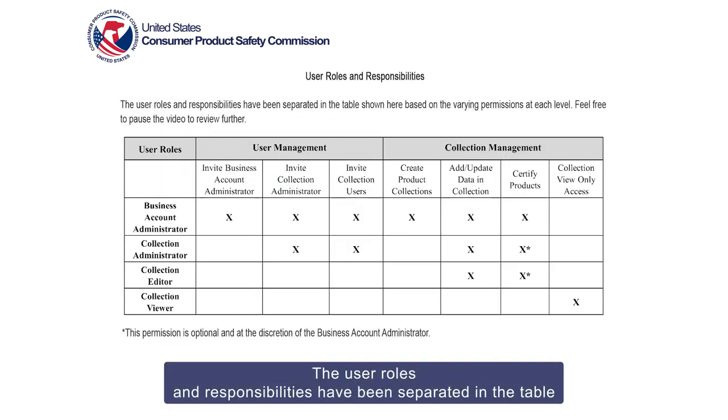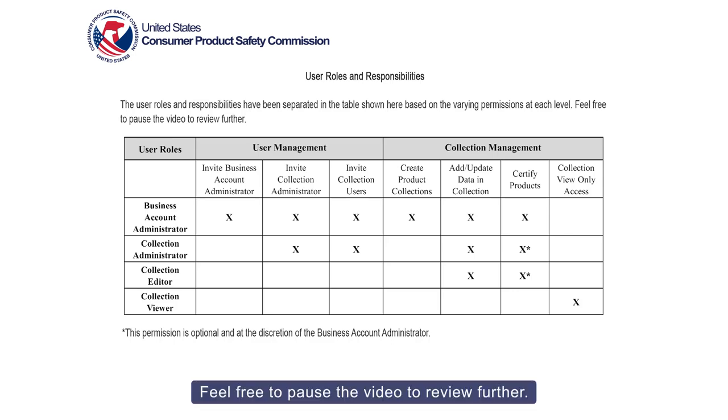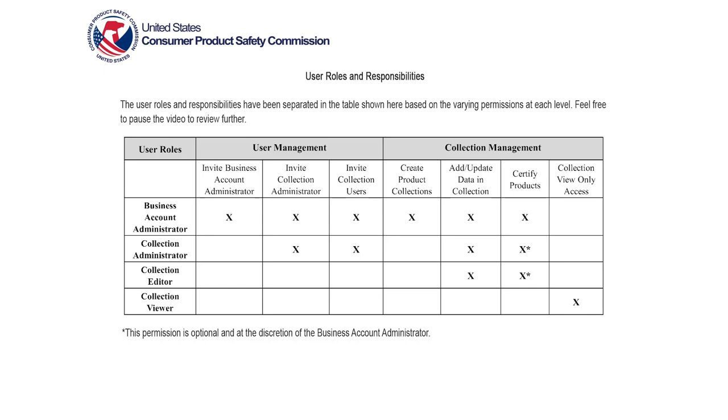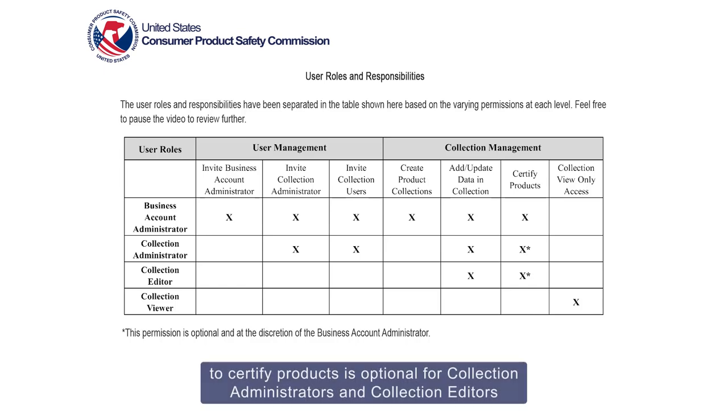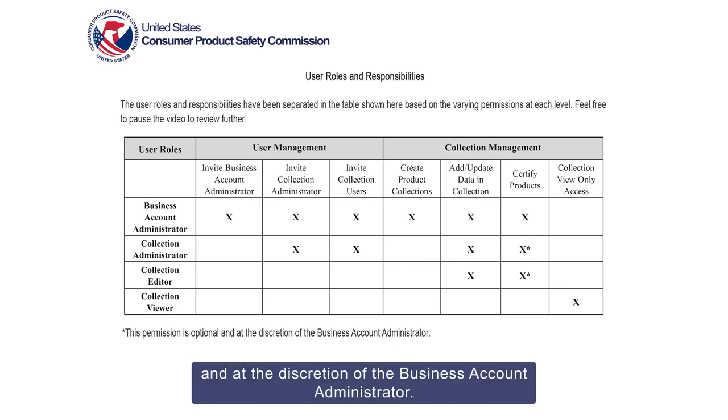The user roles and responsibilities have been separated in the table shown here based on the varying permissions at each level. Feel free to pause the video to review further. Note that the permission to certify products is optional for collection administrators and collection editors and at the discretion of the business account administrator.